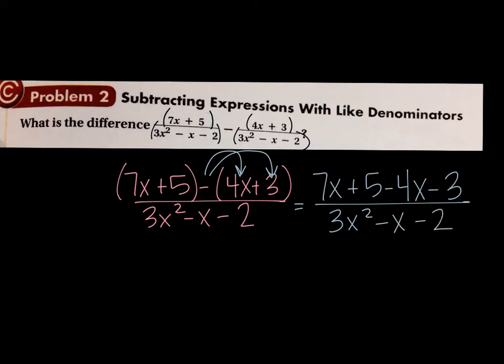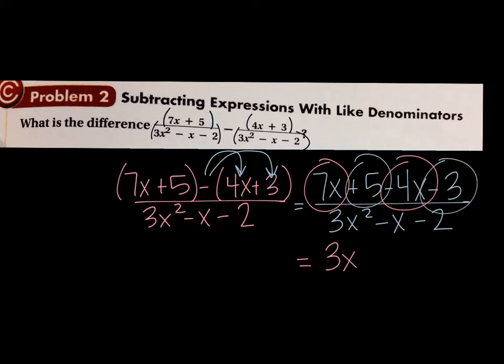So this looks like a really big, complicated mess, and I'm thinking we probably want to simplify all that we can, and then we're probably going to have to factor, because if you look at the bottom, this 3x squared minus x minus 2, it looks like that's going to have to be factored too. But before we start trying to factor, we want to simplify everything we can. So 7x minus 4x is going to be 3x, and then plus 5 minus 3 is going to be plus 2.